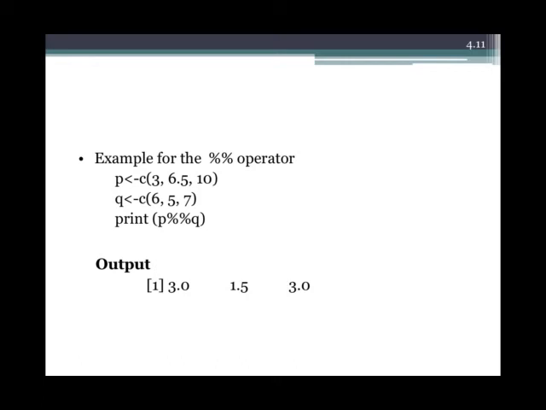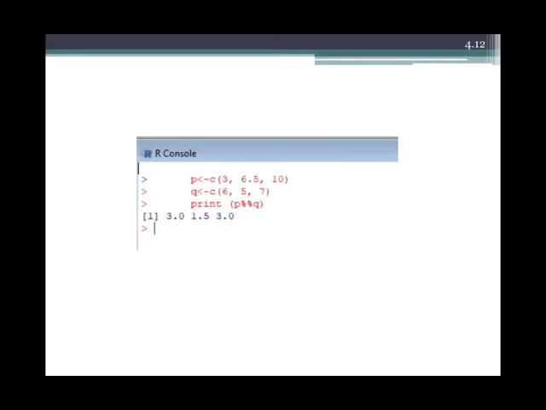Then we have the remainder operator where we have the two % symbols close together. We have two vectors P and Q, and then we are dividing for the remainder part P %% Q. 3 by 6, whole number is not there, and we'll get 3 as the remainder. 6.5 by 5, we'll get this 1.5 as the remainder. 10 by 7, we'll get 3 as the remainder. Output from the R console, the R studio is available to you.